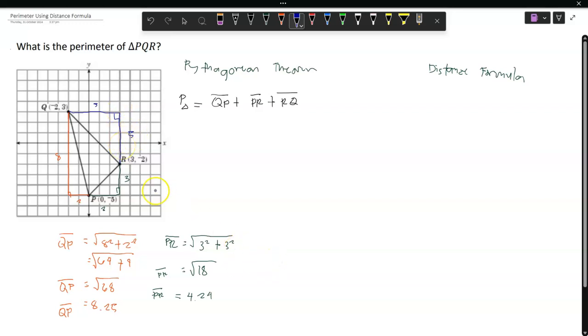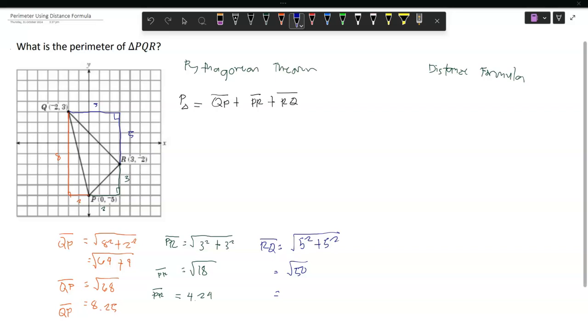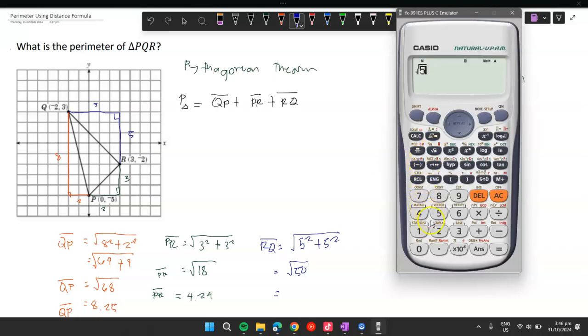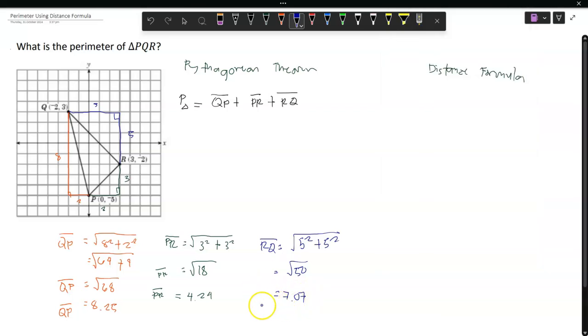So meaning to say, my RQ is just equal to the square root of 5 squared plus 5 squared, and this is just equal to 25 plus 25, that's square root of 50. So square root of 50, that is actually equal to how much? Square root of 50 is 7.07.